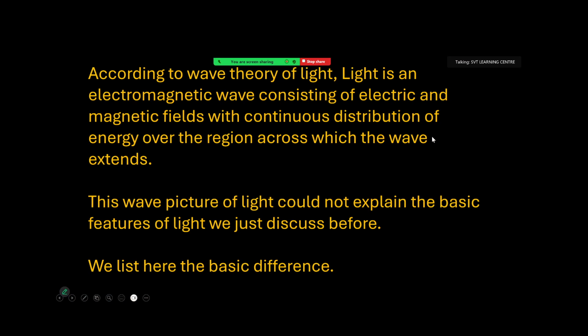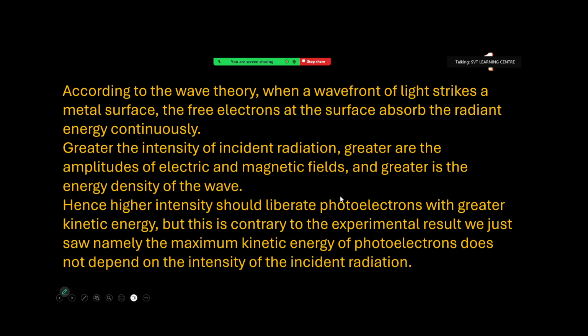Firstly, light is an electromagnetic wave and it consists of electrical and magnetic fields. Now most important, they are a continuous distribution of energy. That means they have a continuous distribution of energy from a lower value to a higher value across the region where the wave is extended. This wave picture of light could not explain the basic features of light we just discussed above. We shall list these basic differences now.